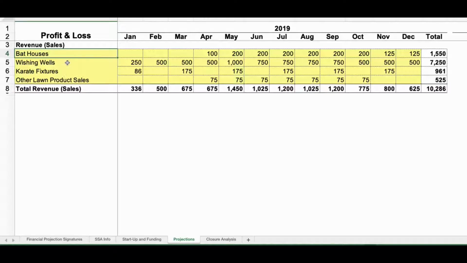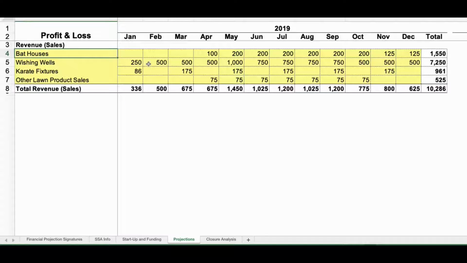Same kind of thing is occurring with the wishing wells line item, right? So we see January sales are 250, February he's projecting sales of 500, March and April 500 again, in May it bumps up to 1,000. And one of the things you'll notice right off the bat is the difference between these 2 line items in terms of how much sales he's projecting. Obviously, one of the first things you know is that the wishing wells are selling at a higher price than the bat houses. The wishing wells sell for $250 a piece.